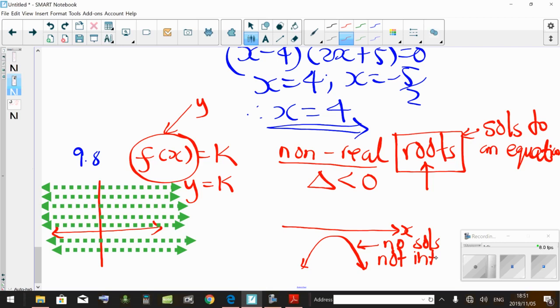Now, coming back to our problem, if you're saying f of x is equal to k has non-real roots, we are saying that the function f and the line y is equal to k have no point of intersection. That's what it means to say non-real roots. It means they do not meet anywhere. If we were to try and solve the equation f of x is equal to k, we would get no solutions because there are no points of intersection, as in this example.